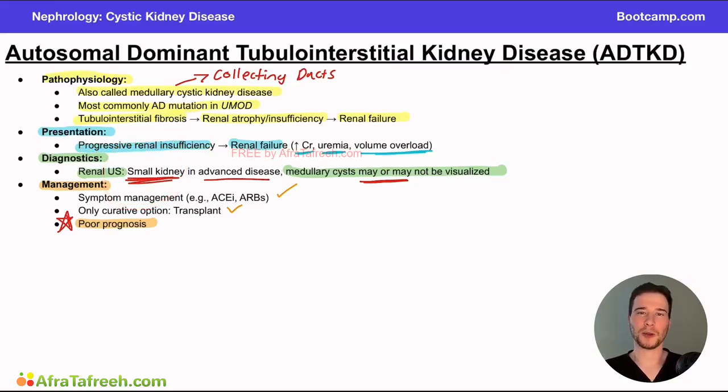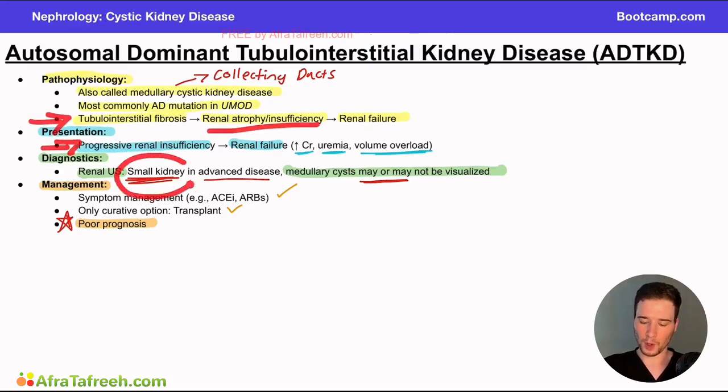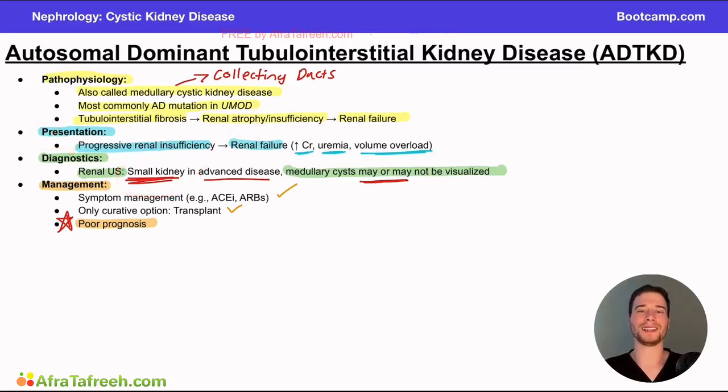So a quick summary of this quick video, we have autosomal dominant, so it's inherited tubulointerstitial kidney disease, also called medullary cystic kidney disease, which typically has cysts develop in the collecting ducts. Reason this is important is because this can lead to tubulointerstitial fibrosis, renal atrophy, and progressive renal failure. We have small kidneys here rather than large kidneys, and this has to do with where the cysts are actually being formed. Management is going to be the same as the conditions we talked about previously, ACE inhibitors, ARBs, poor prognosis overall, but the only curative option is going to be the renal transplant.